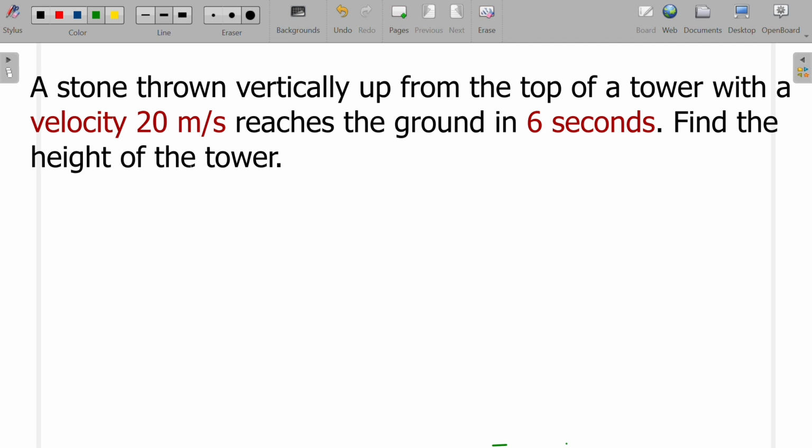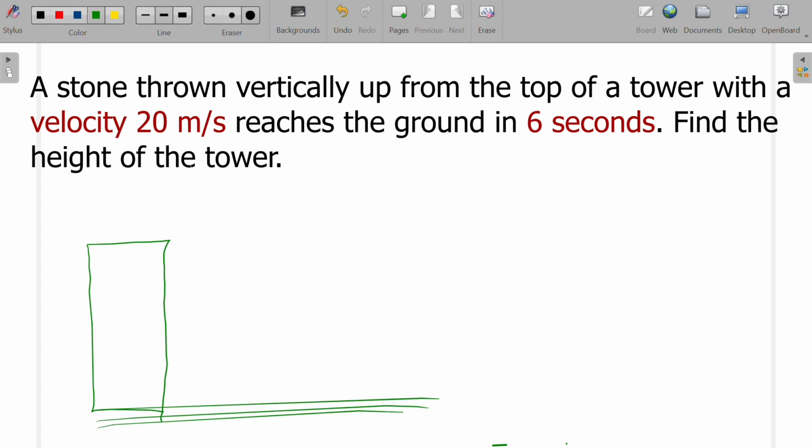So let's start by visualizing what this looks like. We have a tower, let's have our tower like that. This is our tower here, and this is the ground level. Then we are told the ball is thrown vertically upwards. It implies it first goes up and then it comes down like that. So let's have it in that format, moving in that direction.